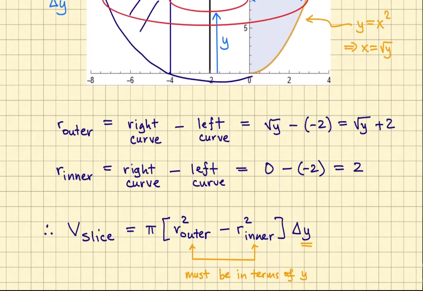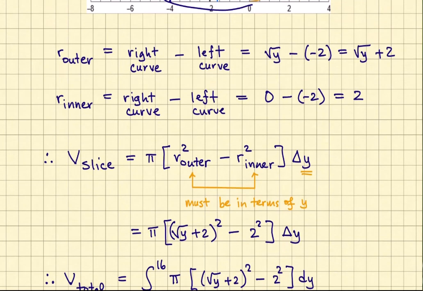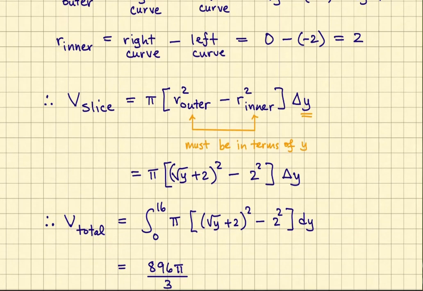Okay, so we're ready to find the volume of our slice. It's pi times r outer squared minus r inner squared. The parentheses are very important, delta y. Once again, if we just are doing our little checks as we go through this, since our thickness was in the y direction, we know that these guys have to be in terms of y, but we did that already. And so our r outer is the square root of y plus 2, but we're squaring it. And then r inner was just 2, but we're squaring it. So then our total volume is just the integral or the accumulation of the volumes of our slices. So the volumes of our slices, dy.